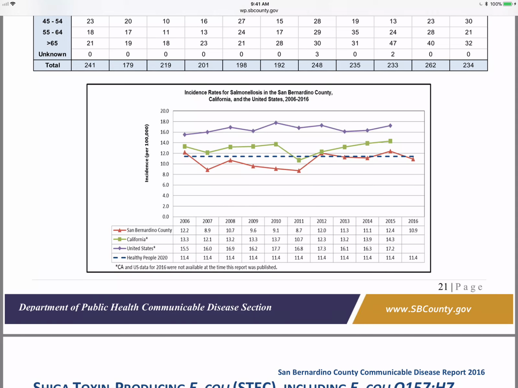So for this particular disease, for salmonellosis, we get the sense that San Bernardino doesn't have particularly an excess risk. In fact, it is sort of hovering right around that Healthy People 2020 goal, which is just below 12 cases per 100,000 in the population. So that kind of corrects for the difference that happens over time if the population is growing or shrinking. So hopefully this gives you a general sense of the kinds of things that we're looking for in different graphs.